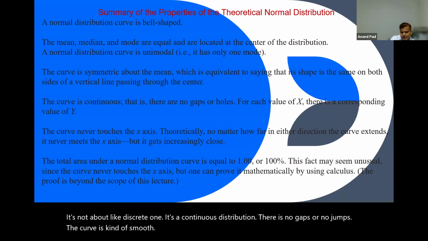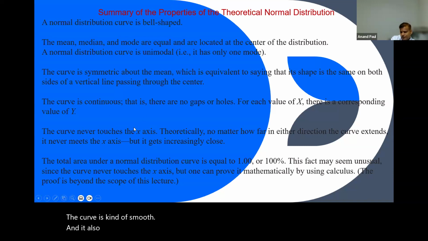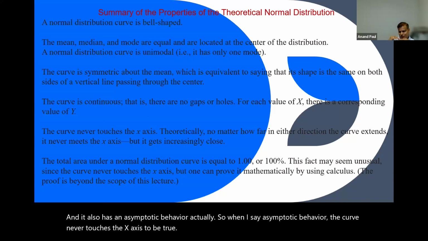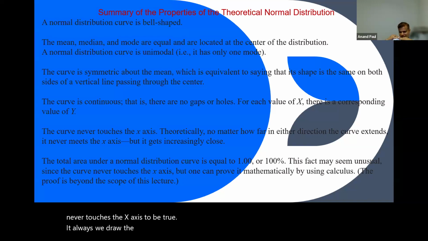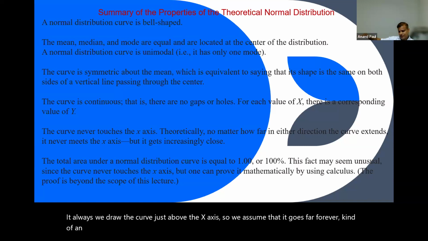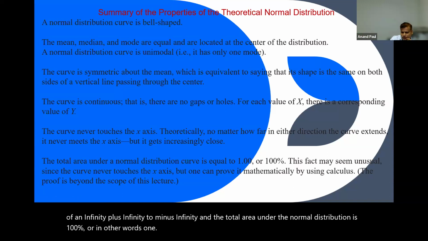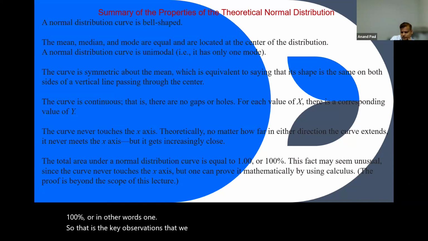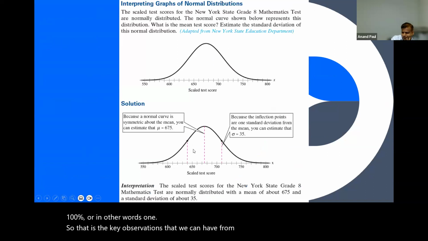And it also has an asymptotic behavior. When I say asymptotic behavior, the curve never touches the x-axis, to be true. We draw the curve just above the x-axis, so we assume that it goes on forever, from plus infinity to minus infinity. And the total area under the normal distribution is 100%, or in other words, 1. So those are the key observations that we can have from the basic normal distribution.